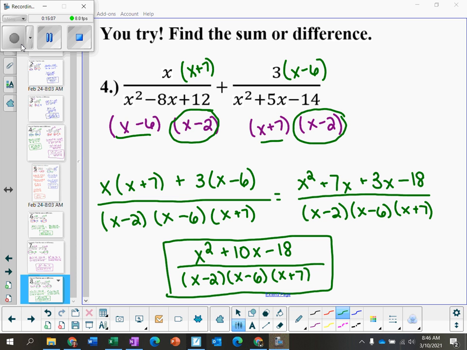All right, so here was our final problem. The first denominator factored to x minus 6 times x minus 2. The second to x plus 7 times x minus 2. They have x minus 2 in common. The first fraction will be multiplied by x plus 7, the second by x minus 6. So when we distribute and combine like terms, we end up with x squared plus 10x minus 18 over x minus 2 times x minus 6 times x plus 7. And that is day 2 of adding and subtracting rational functions.